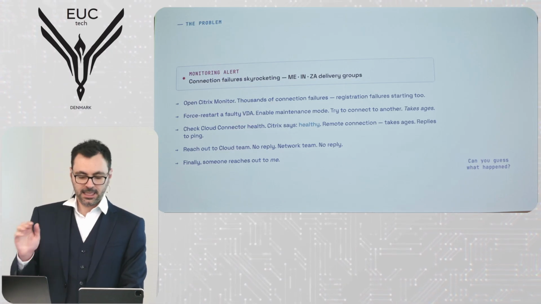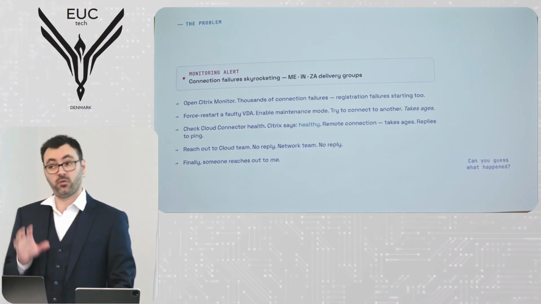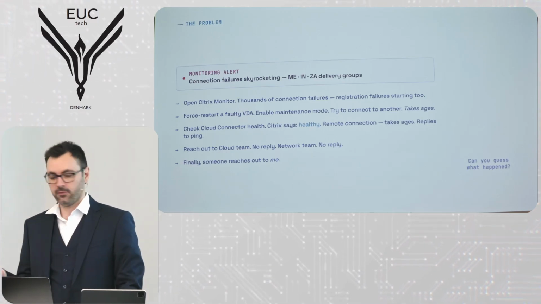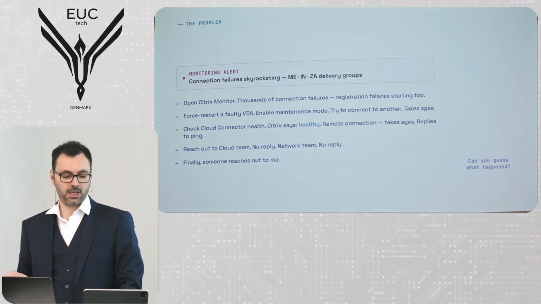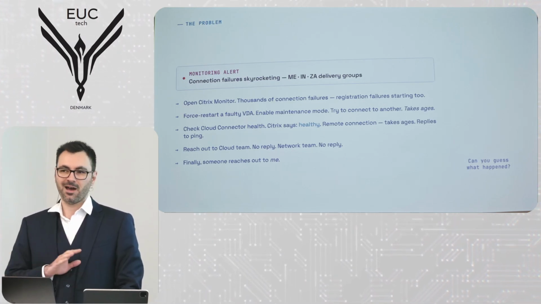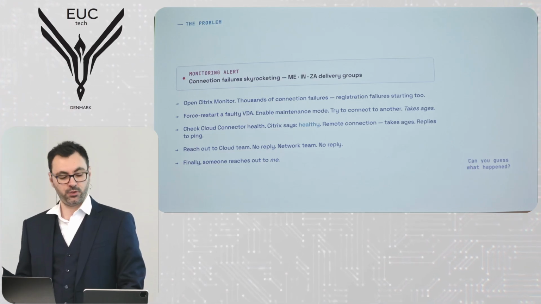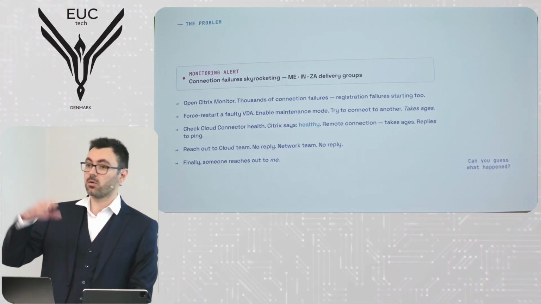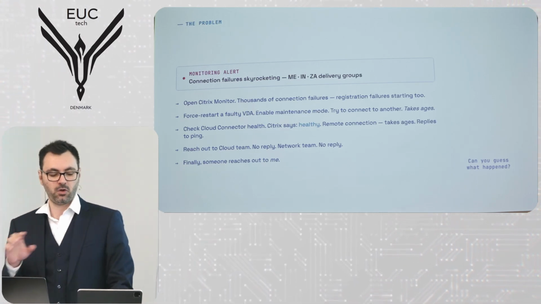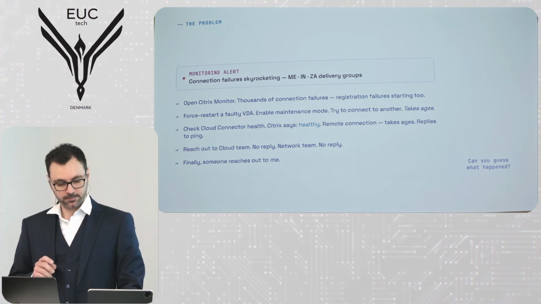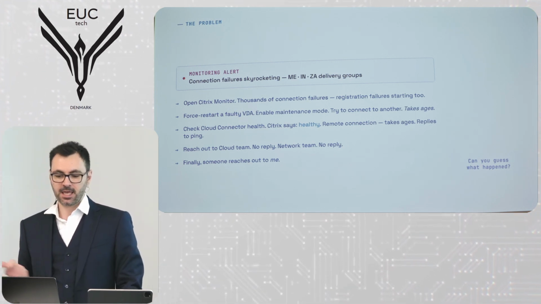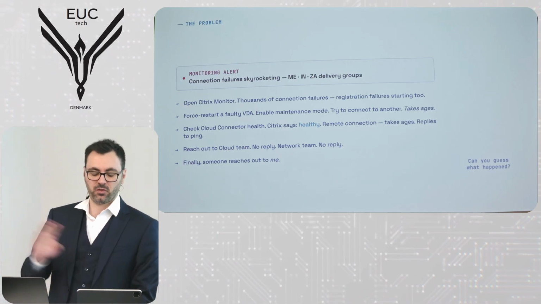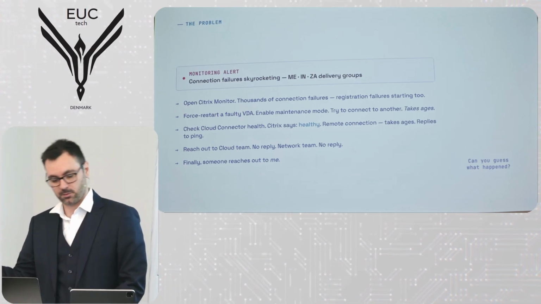Okay. Let me tell you about something that happened a few weeks ago for real, and I think it will sound familiar. So early in the morning, my phone buzzes, and I look at it. I'm receiving an alert. Connection failures are skyrocketing. So what do I do? I open Citrix Monitor. Thousands of connection failures. And a bit lower, the registration failures start happening around the same time. Quick look, multiple delivery groups being hit. ME, IN, and DA. And now, Microsoft Teams starts going crazy. A lot of pings. My boss gets disturbed, and then it disturbs me.